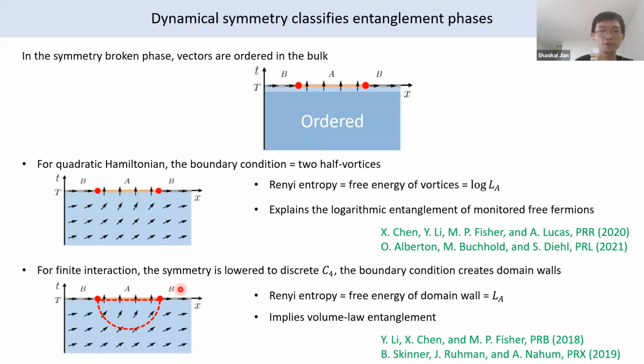For finite interaction, we know symmetry is lowered to a discrete C4 symmetry. So the boundary condition creates a domain wall instead of a vortex. And then the free energy of the domain wall is enhanced to be linear in its length. So it implies a volume law entanglement entropy.